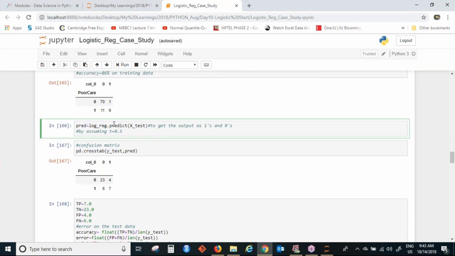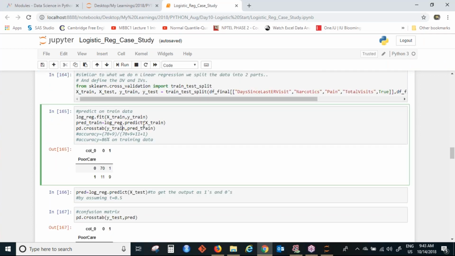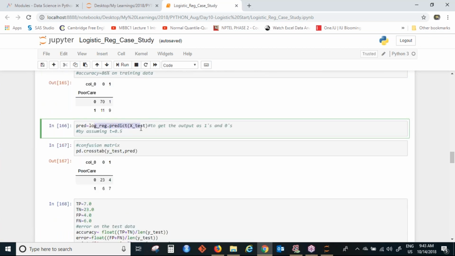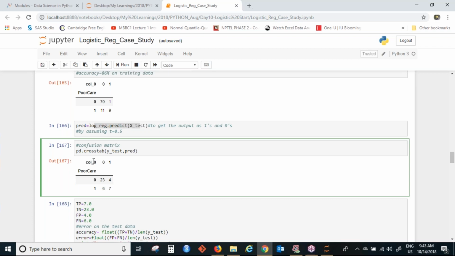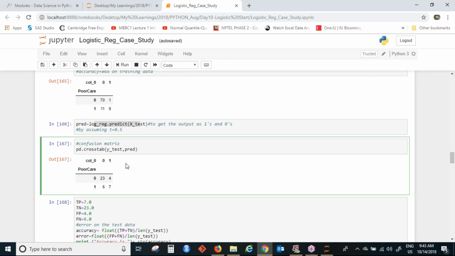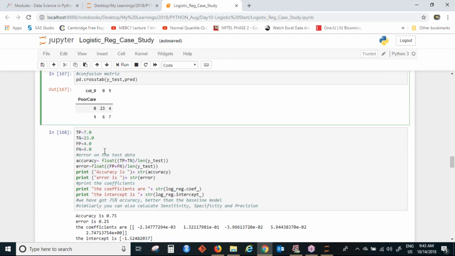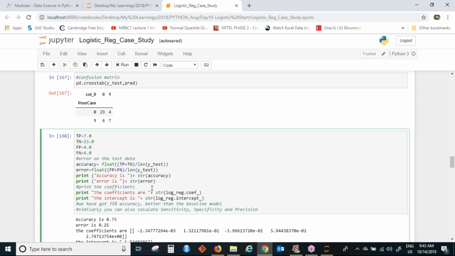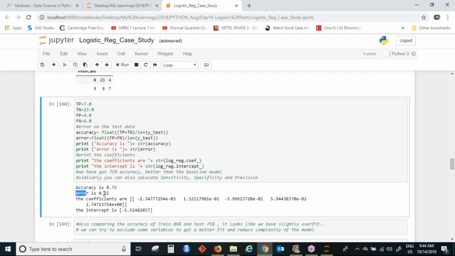Okay, so this is on the training data. If you see, I have predicted on the training data only. I have passed the x, or the independent variables, of the training data. Similarly, I can predict for test data also. So I predicted for test data, and this is the confusion matrix for test data. So I can find all the values now. See, true positive is 7. Similarly, all the other parameters I have written, and then I have computed the accuracy. Then I have computed the error, and I have just printed. So accuracy is 75%, error is 25%, and these are the coefficients.